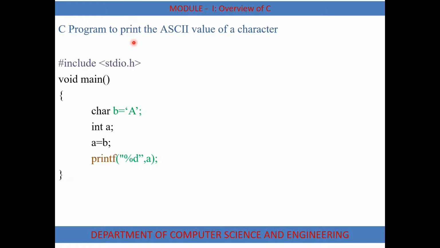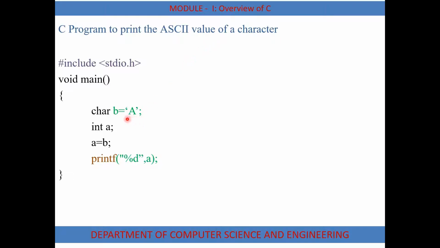Program to print the ASCII value of a character. Integer value is the ASCII code of the character. Capital letter A has the integer value 65, capital letter B 66, small letter a 97, b 98, and so on. So here we want to print the ASCII value of a character.